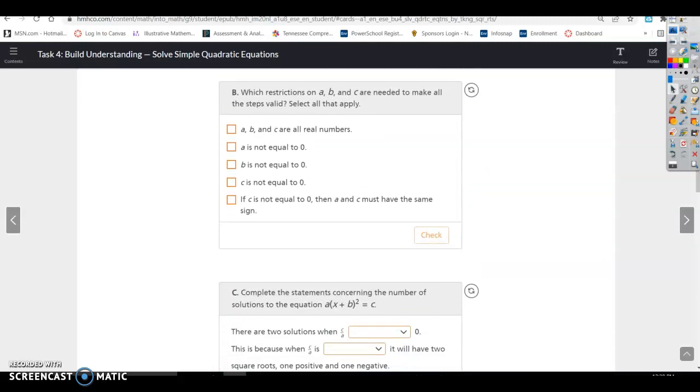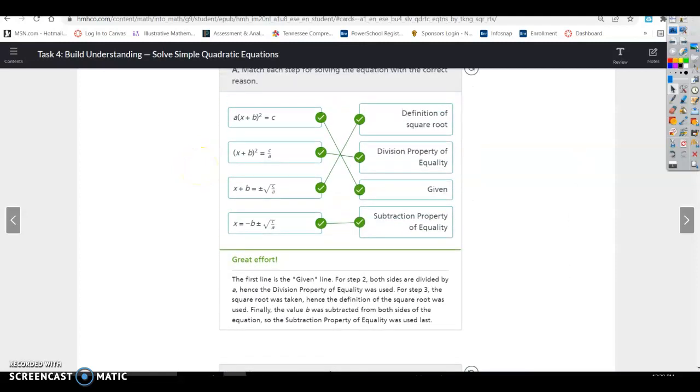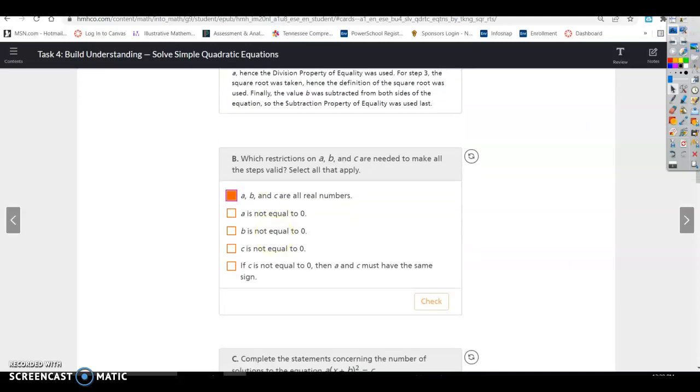Alright, so which restrictions on a, b, and c are needed to make the steps valid? First of all, we do need all real numbers: a not equal to 0, b not equal to 0, or c not equal to 0. If we look back up at this second step, we are dividing by a. And remember, division by 0 is undefined. So a cannot equal 0. b and c can be 0, but let's see what the last one says.